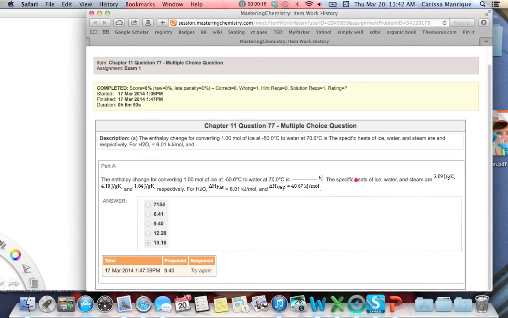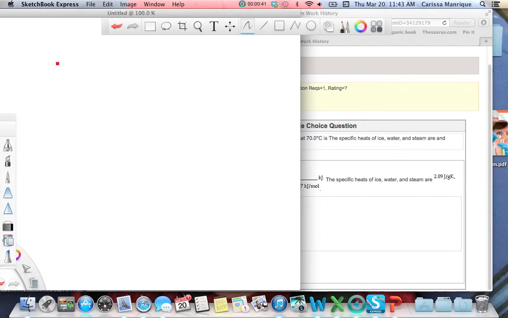Okay, the specific heat of ice, water, and steam are 2.09 joules per gram Kelvin, 4.18, and so on. Anyway, they are all the constants. So basically, we need to calculate the enthalpy, the energy it takes, really, to convert ice to liquid water. Okay, so if this is a water enthalpy problem, then you're going to be setting up the diagram like this.